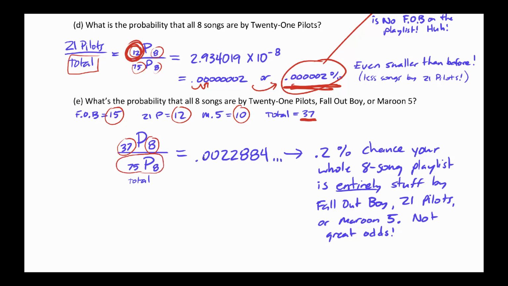If I do that, I get 0.0022884, and it continues on. Moving my decimal, that is a 0.2% chance that your whole 8-song playlist is entirely stuffed by Fall Out Boy or 21 Pilots or Maroon 5. Not great odds. Yeah, it won't happen very often. Maybe once out of every couple hundred tries, but over the span of a year, it might happen once or twice. Hopefully this video helped out a little bit.